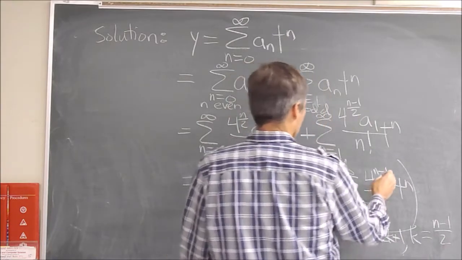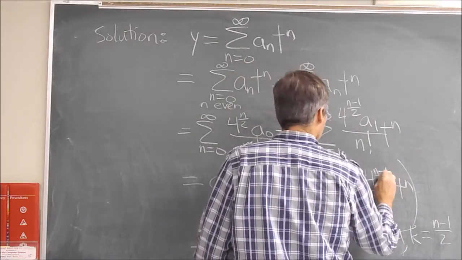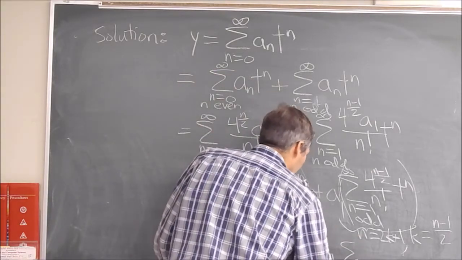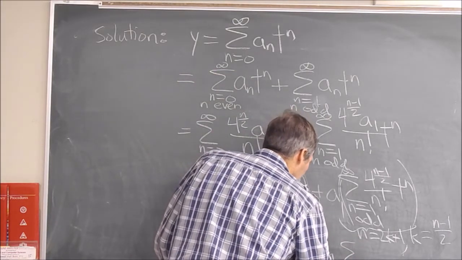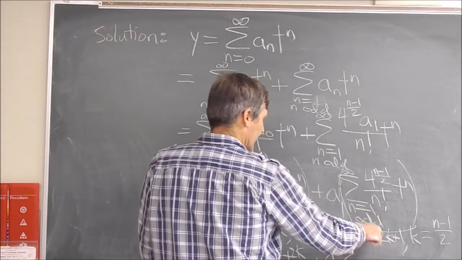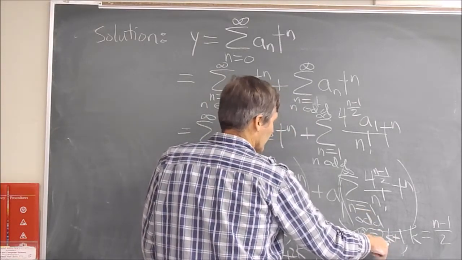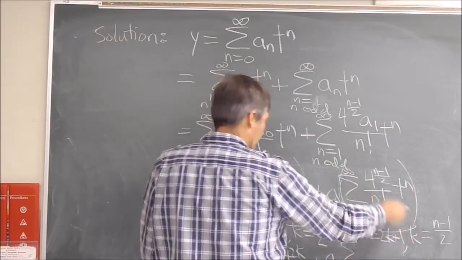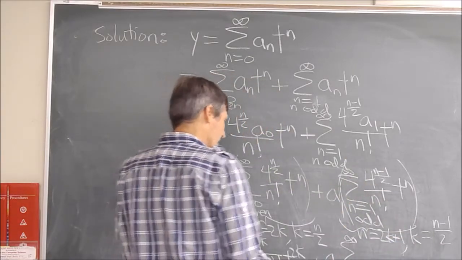And my apologies, this should have been N minus 1 over 2, I just copied it. This is some K running from 0 to infinity, right? When N equals 1, that puts K equals 0. When N equals 3, that puts K equals 1. So as N runs over the odds, K runs over all the whole numbers.